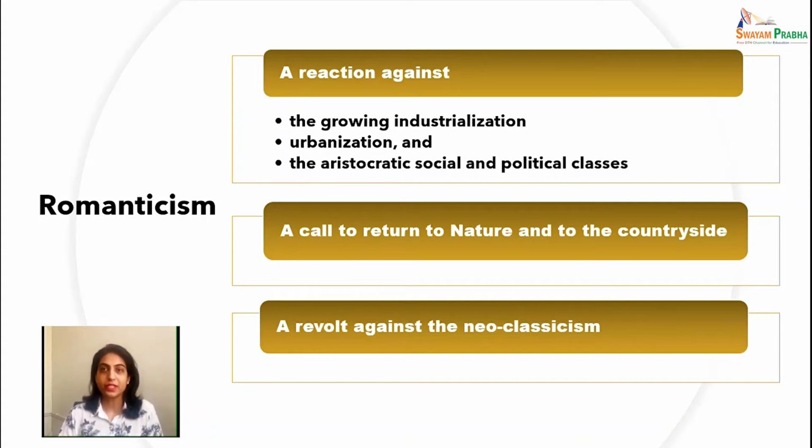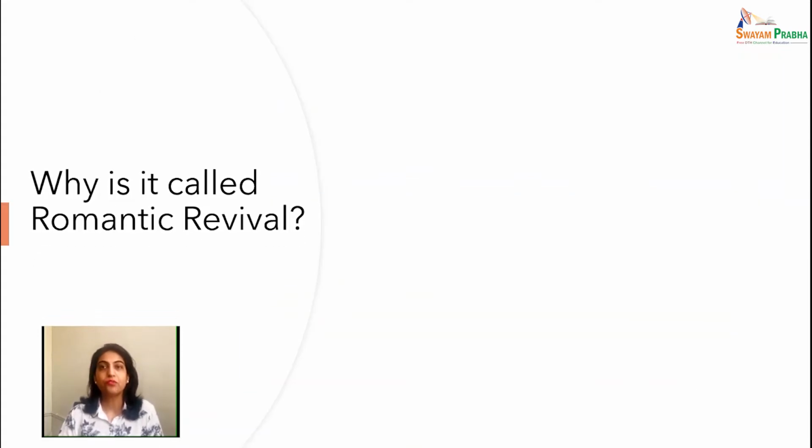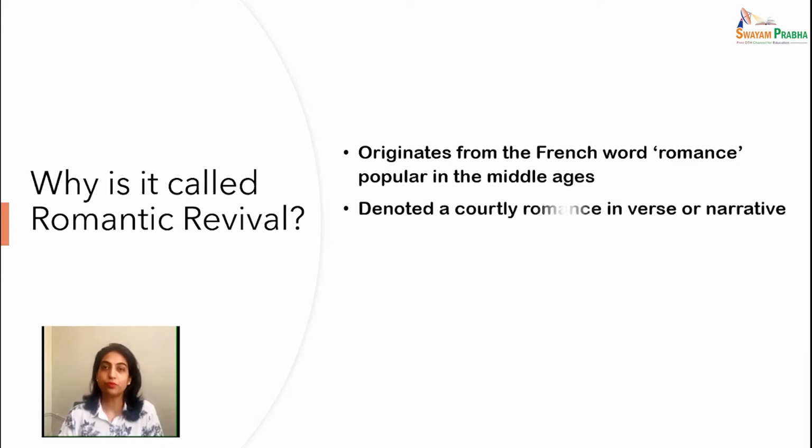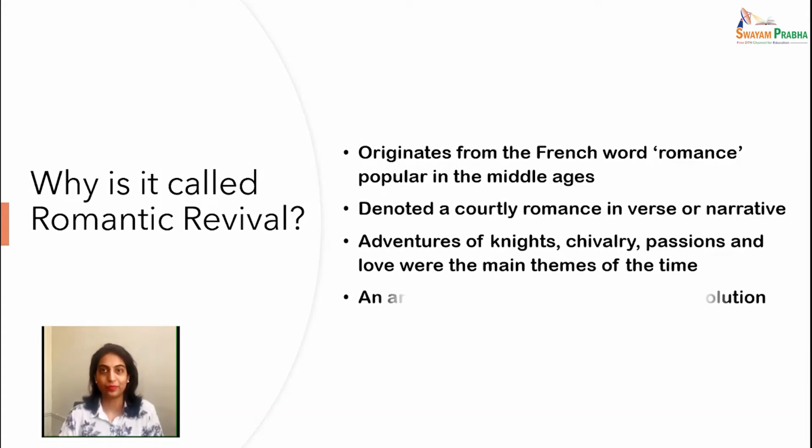The word Romanticism has its roots in the French word romance, which became popular in the Middle Ages. In Old French, it denoted a courtly romance in verse or narrative. Adventures of knights, chivalry, passions, and love were the main themes of the time. And the same became inspiration for the Romantic writers too. And therefore, the Romantic writings are also known as the Romantic Revival for their heroic, emotional, imaginative, and passionate themes.